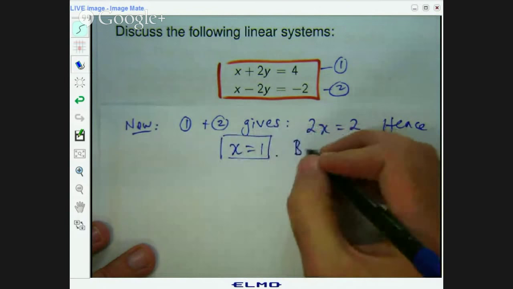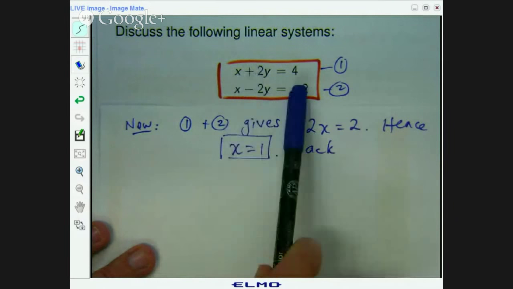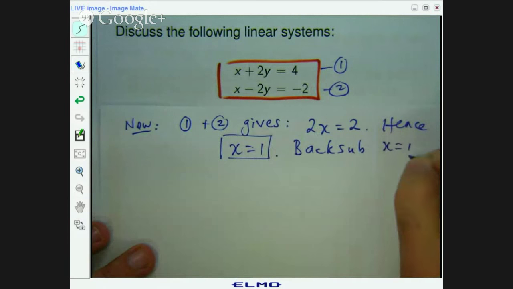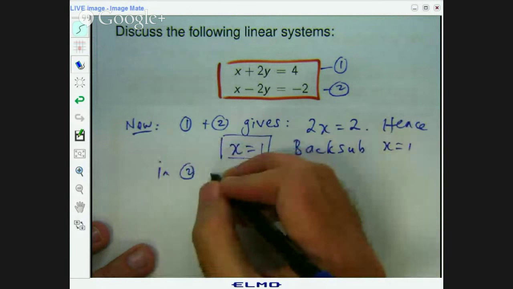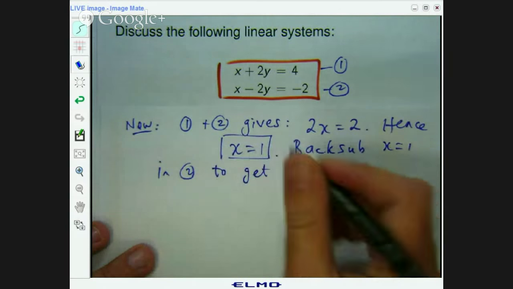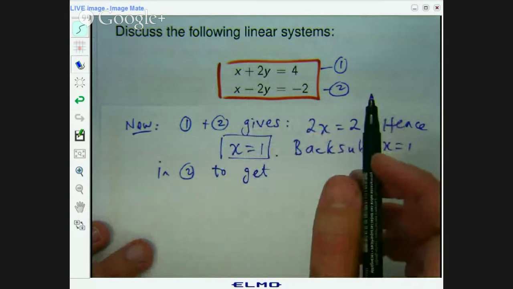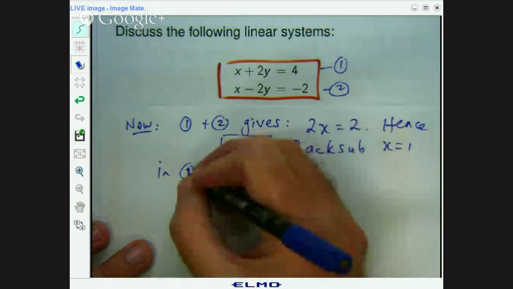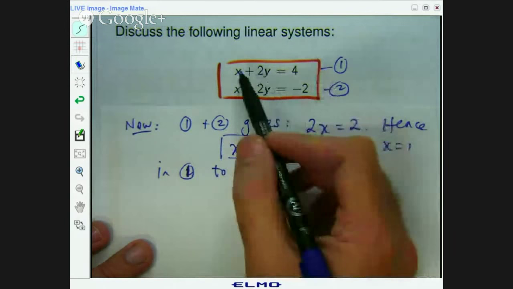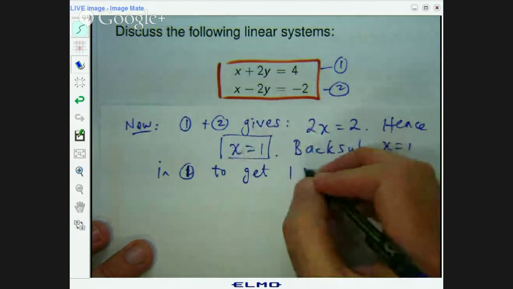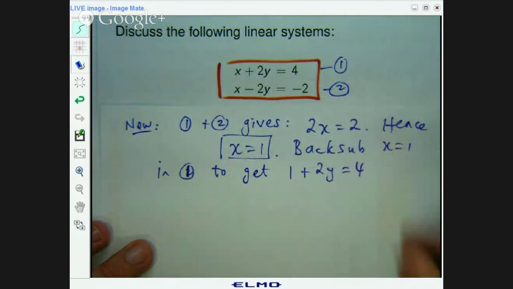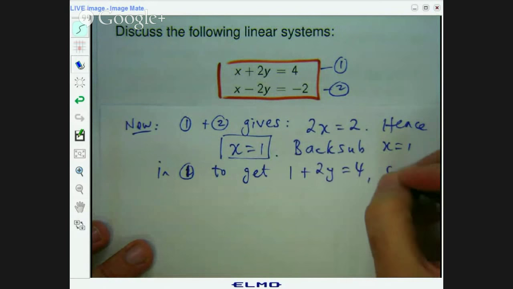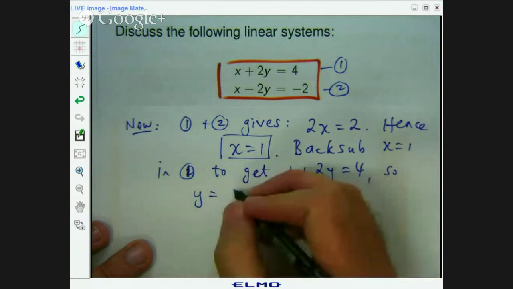Now back substitute, so take that x equals 1 and put it into either 2 or 1. I'm going to choose 2. Actually, let's put it into 1. It doesn't matter which one you do. I'll put it into 1 to get 1 plus 2y equals 4. So you take the 1 to the other side, you'll get 3 over there, and then divide through by 2, so y equals 3 on 2.